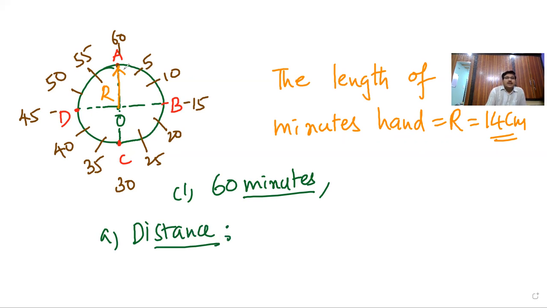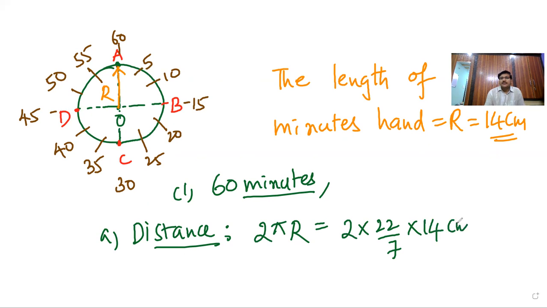Distance is what? The minute's hand starts from A, moves completely for 60 minutes, and finally reaches A. Starting is also A, moving 60 minutes and reaching A. So what is the total path length? Circumference of the circle. That means distance is 2 pi r. So 2 pi; pi is 22 by 7. R is the radius, the length of the minute's hand, 14 centimeters.